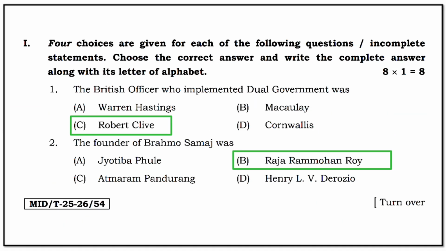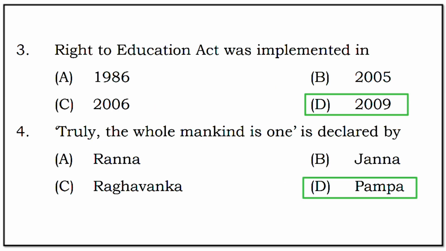1. The British officer who implemented dual government was: our right option is C, Robert Clive. 2. The founder of Brahmo Samaj was: our right option is B, Raja Ram Mohan Roy. 3. Right to Education Act was implemented in: our right option is D, 2009.